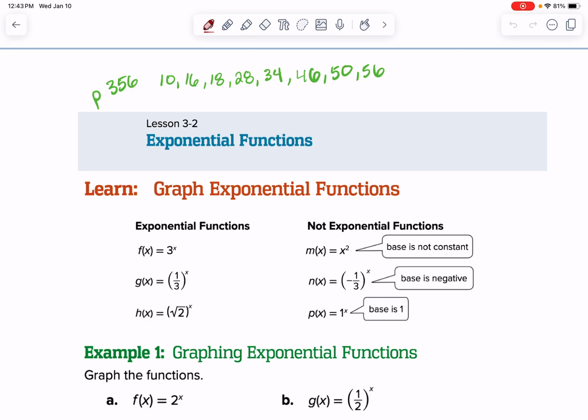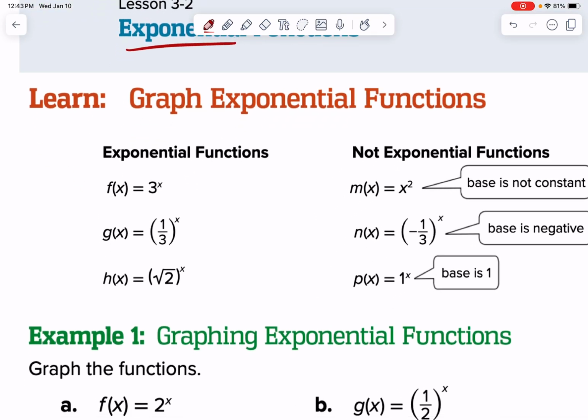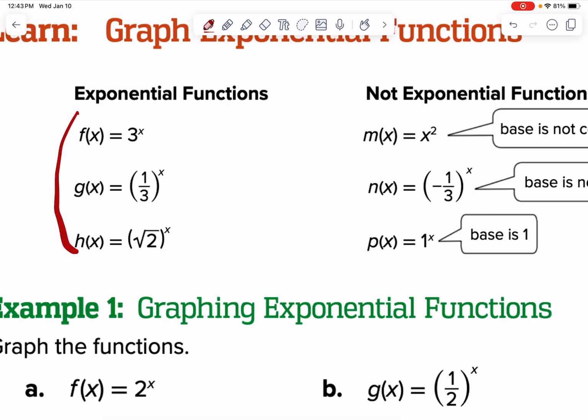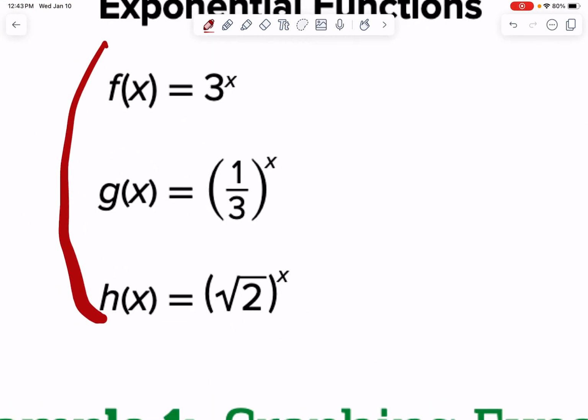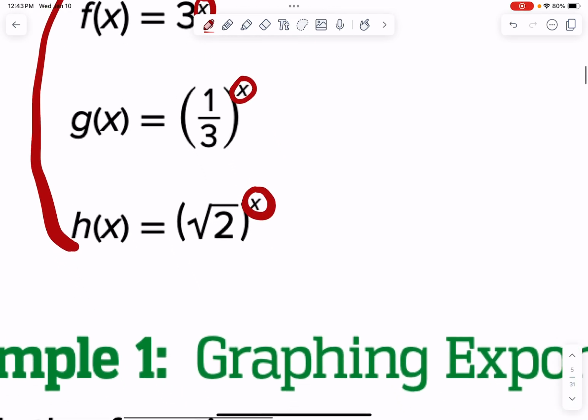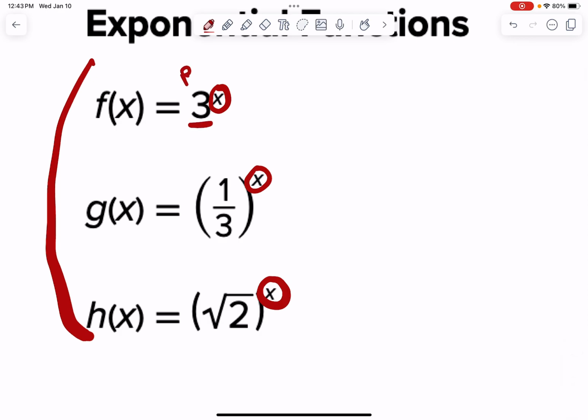Okay, so first things first, exponential functions. They're differentiating between what is exponential and what's not exponential for a function. These are all considered exponential functions. Let's talk about them really quick. The thing that you want to make sure and note is that the variable is in the exponent for an exponential function, okay? Then this number is something called the base.